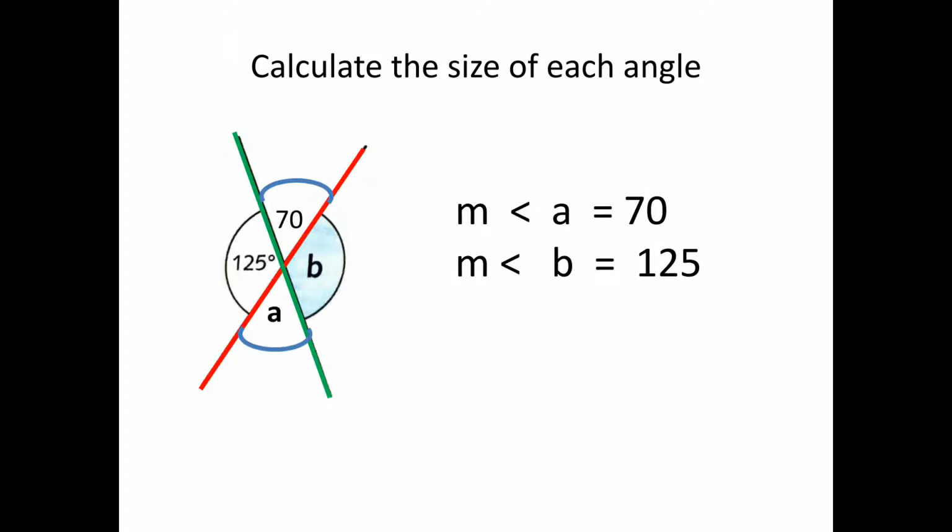So if you have four angles formed by two lines, it means that we have vertically opposite angles. If we have six angles formed by three lines, that means that we have also vertically opposite angles, and so on. If the number of angles is double the number of lines, that means that you have vertically opposite angles.